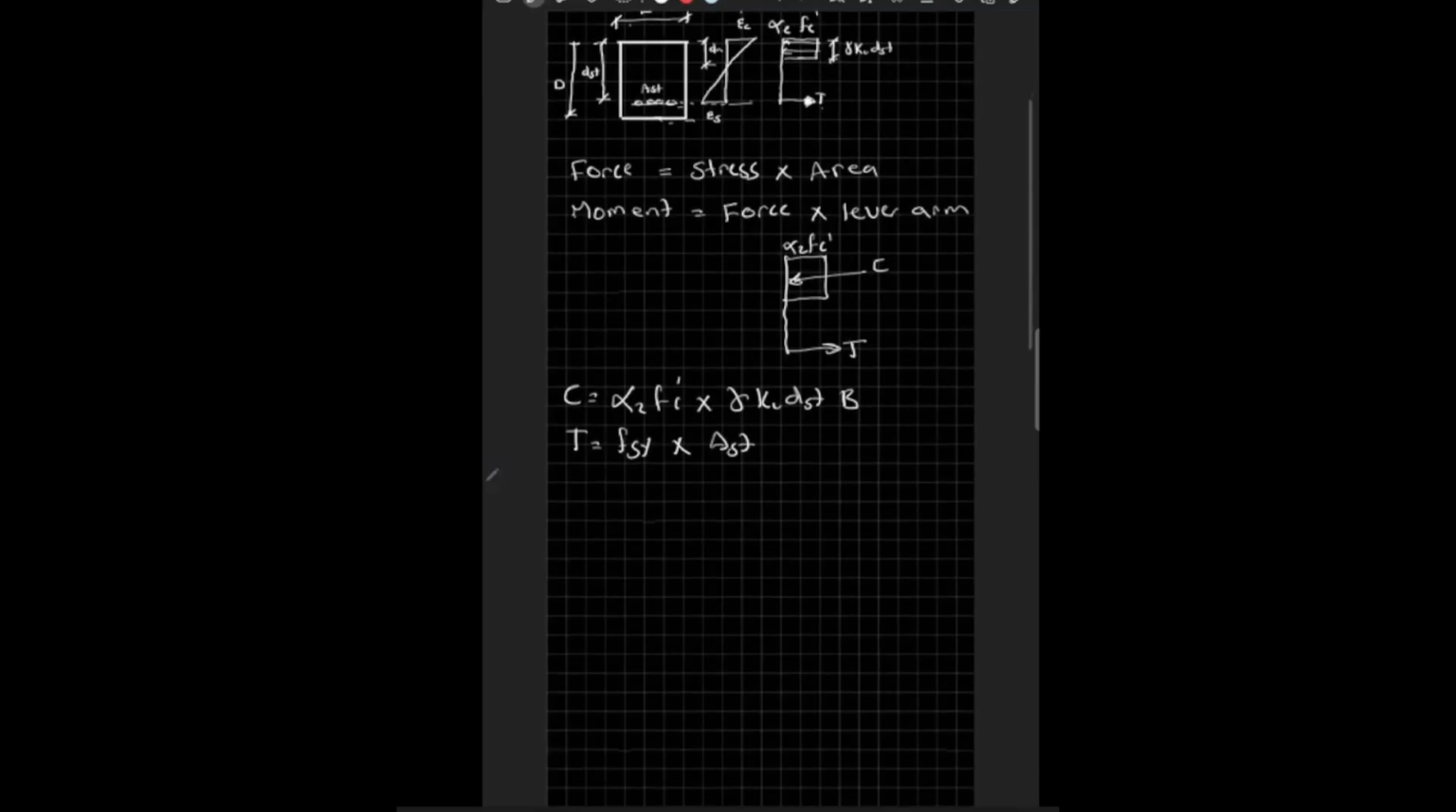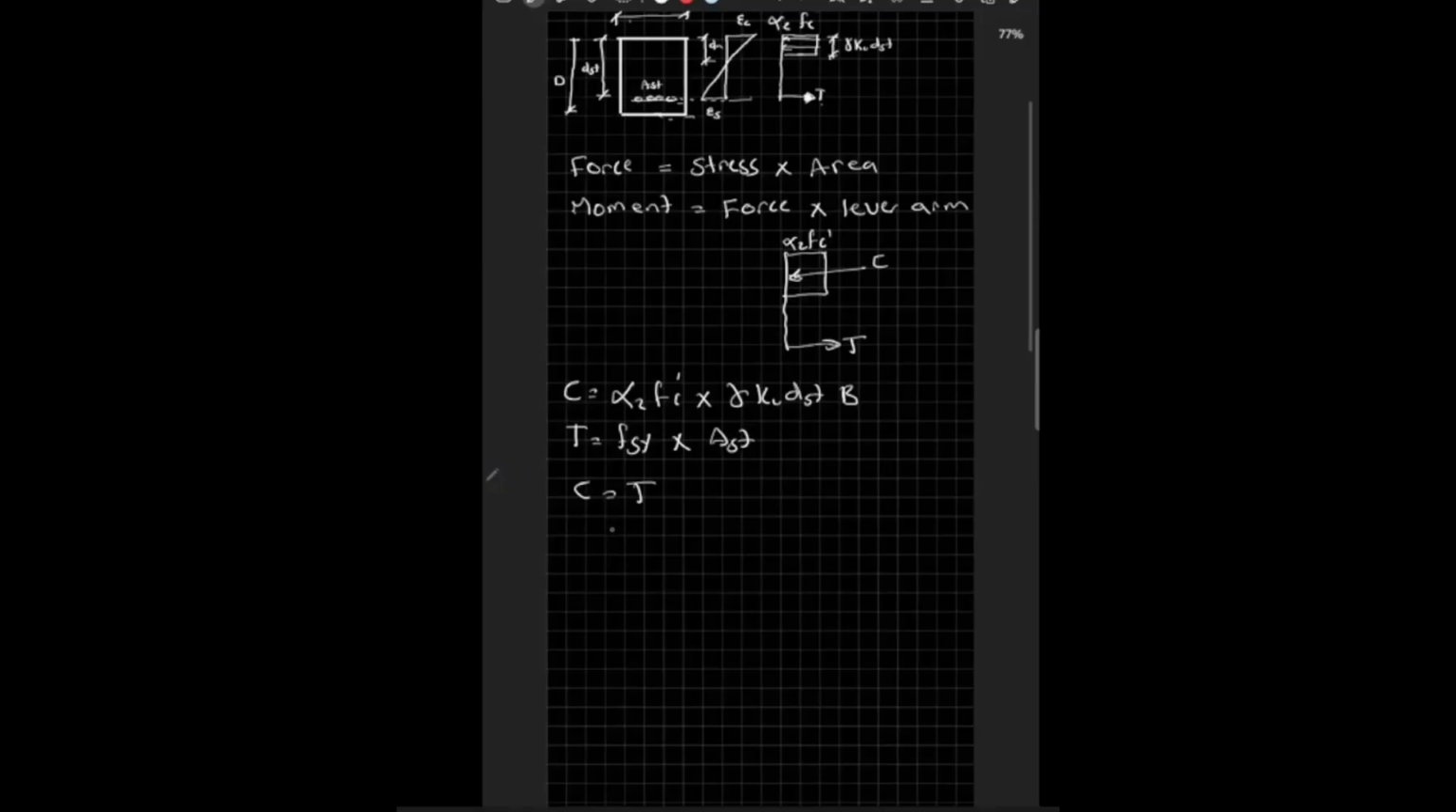When everything is all happy, we say everything is in equilibrium, which means that the compressive force is equal to the tensile force. So we can say alpha 2 fc dash, gamma ku dst times B, is equal to fsy times Ast. Let's call this equation 1.